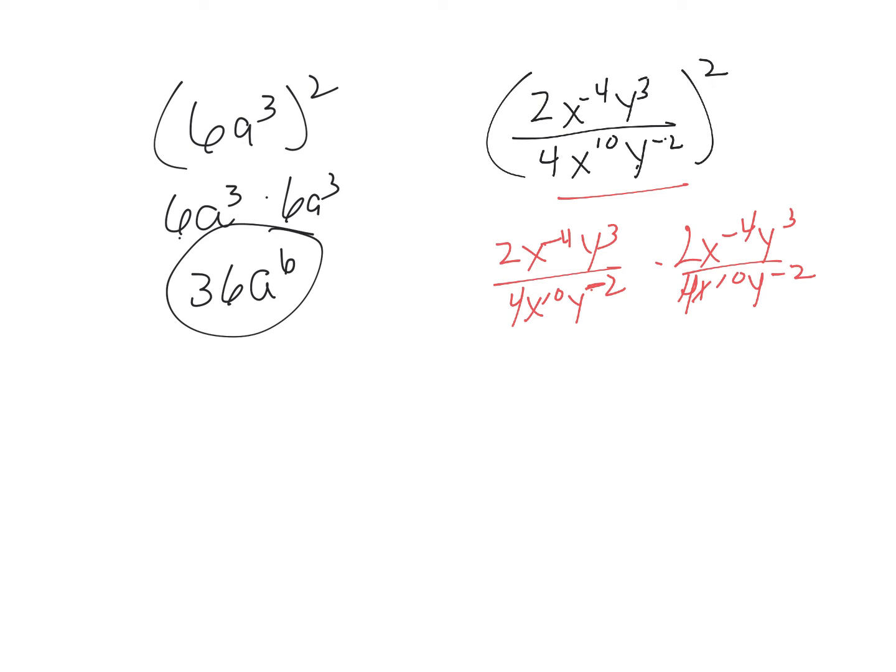And then how do you multiply fractions? Multiply straight across. So we have 2 times 2, which is 4. x to the power of negative 4 times negative 4 becomes negative 8. y to the power of 3 times y to the power of 3 becomes y to the 6th. 4 times 4 is 16. x to the power of 10 times x to the power of 10 becomes x to the power of 20. And then y to negative 2 times y to negative 2 becomes y to negative 4. And then at this point is where we can simplify. So 4 and 16 becomes 1/4.